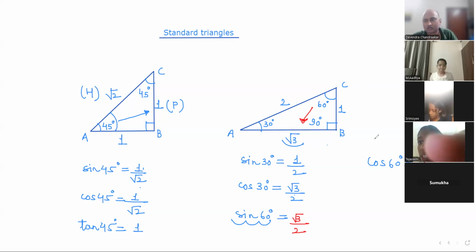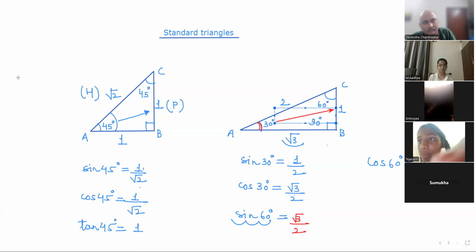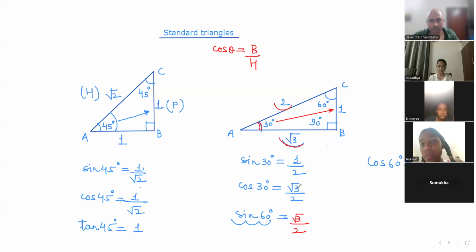Sir, I did not understand cos 30. Okay. This is angle 30, right? Tejaswini? Yes, sir. Okay. So perpendicular for 30 degrees is which side? This side is perpendicular for 30 degrees. Yes or no? Yes. Base is what? Root 3. So cos is given as what? Cos theta is base upon hypotenuse, right? Yes. Base is root 3, hypotenuse is 2. So it's root 3 by 2. Okay, sir. Please make notes, all of you. Do it quickly.